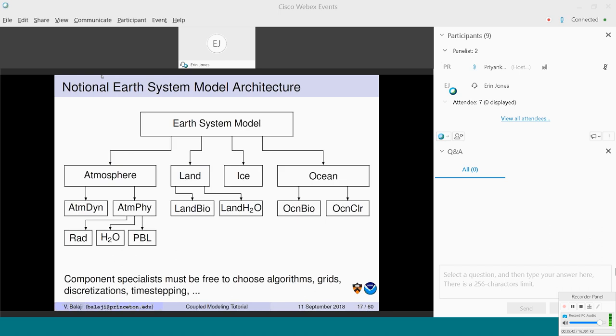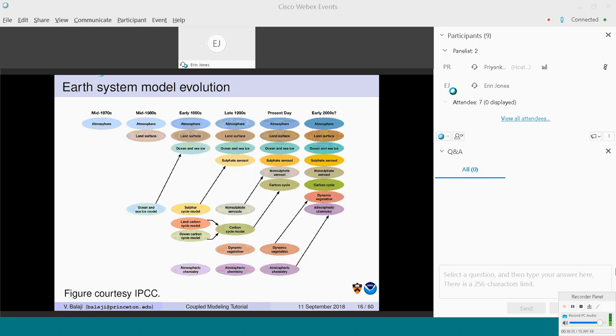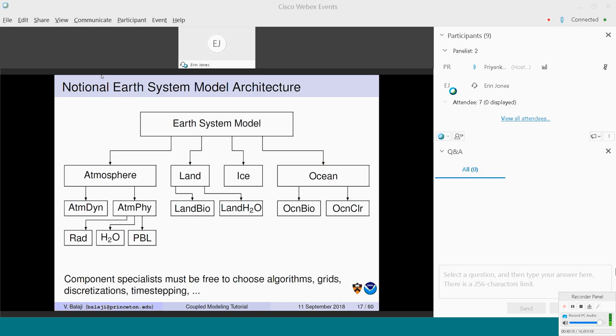Notionally, an Earth system model has an architecture that looks like this. This is just notional; no model has to be constructed this way. You have something called an Earth system model that has an atmosphere, land, ice, and ocean. The atmosphere, as we said, is split into dynamics and physics. Inside the physics you have all the parameterizations: radiative transfer, moisture, which controls H2O, a planetary boundary layer. All of these are different subcomponents of physics. Land can also have a separate vegetation model and a hydrology model, which can call in land H2O. Ocean can have its own biology model, and a color model, which depends on how murky the water is and how much chlorophyll absorbs, interacting with the radiation in a very specialized way depending on what's in the water. So that has its own model. Each of these has its own scientific community, its own journals, its own conferences. Each is a big community in its own right.